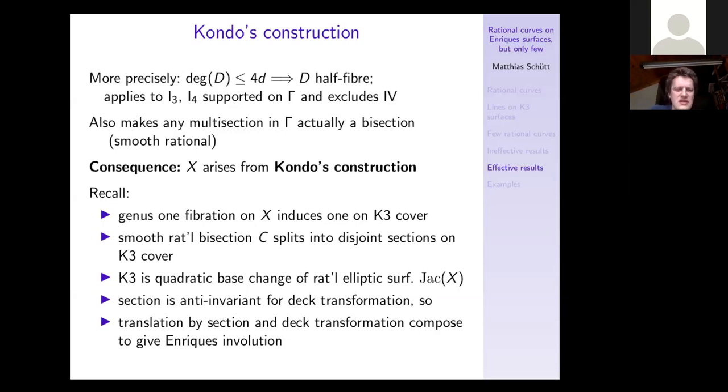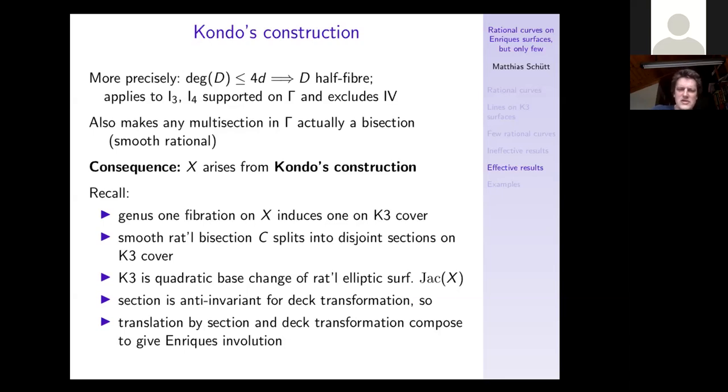Now this means that the K3 is a quadratic base change of the Jacobian of X. So here we take the genus 1 fibration on our Enriques surface and consider the Jacobian. This is a rational elliptic surface. And the section upstairs, choose one as the zero section, then the other is anti-invariant for the deck transformation of this quadratic base change. And then you can see that if you compose the translation by the section and the deck transformation, you exactly get back the Enriques involution.